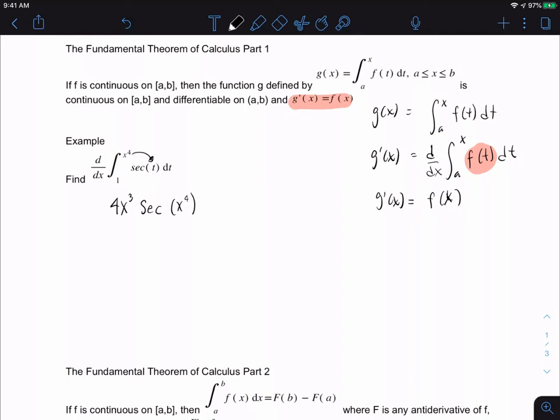Now, just to prove it to you, if I'd done the whole integral piece, actually, let's just leave it here, and then I'll make the connection in the Fundamental Theorem of Calculus Part 2. I'll come back and visit this, okay? Now, does that make sense to you guys?